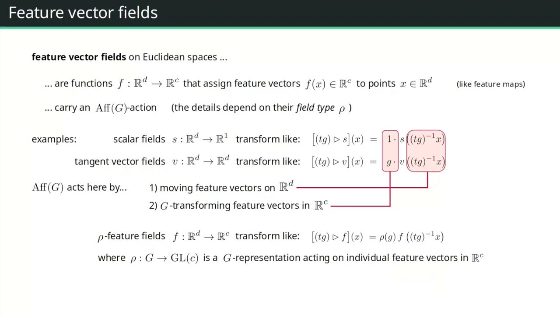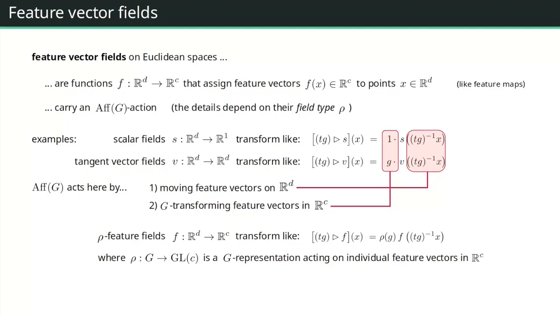And they transform again like these other two fields. So you have the spatial transformation, but now we have some group representation rho, which is a C times C matrix acting on these feature vectors at each point. And then if you take as a special case the trivial representation, you get a scalar field out.